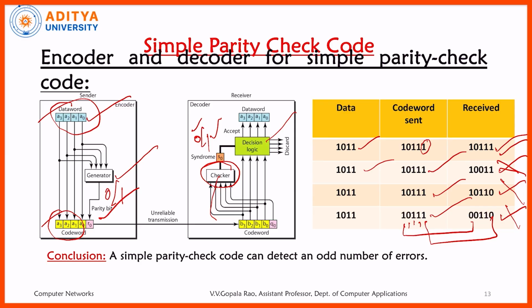Suppose in the previous cases, if you notice, only an odd number of bits were altered, so that the receiver could understand that at least an error occurred. That is the reason why this simple parity check code is limited to a certain extent in identifying whether an error has occurred or not.